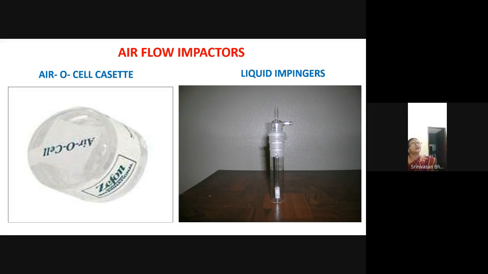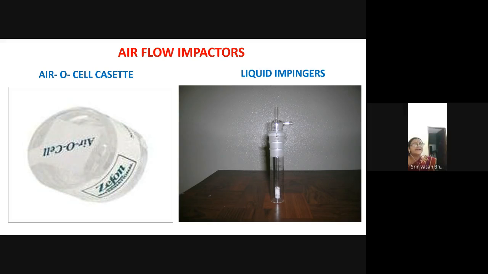Next is the liquid impinger, which is made of glass. You can take any liquid medium. If you want to know what bacteria are in the atmosphere, you can take a bacterial liquid medium. Or if you want to study the fungi in the atmosphere, you can go in for a potato dextrose medium or Sabouraud dextrose medium. And if you want to know the volatile organic compounds, then you can go in for solvents.